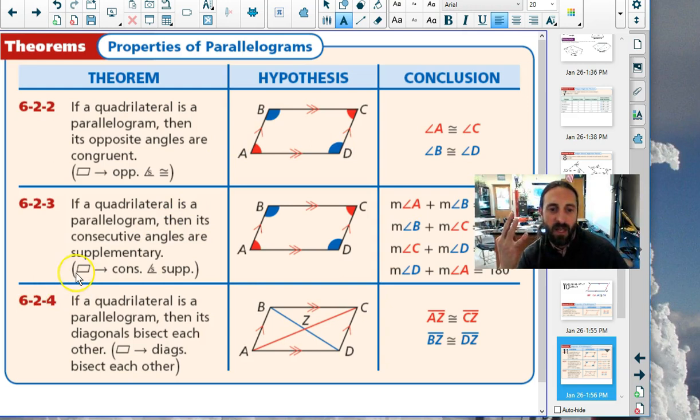The third one, if it's a parallelogram, then the consecutive angles are supplementary, which means A and B add up to 180. Remember that? Same side interior angles are supplementary. And A and D add up to 180. Oh, right. 2 sets of parallel sides. Last but not least is if it's a parallelogram, then the diagonals bisect each other. By definition of a bisector, it means that if BD is cut in half, bisected, BZ is congruent to ZD, and AZ is congruent to ZC. And that's what we're showing here.